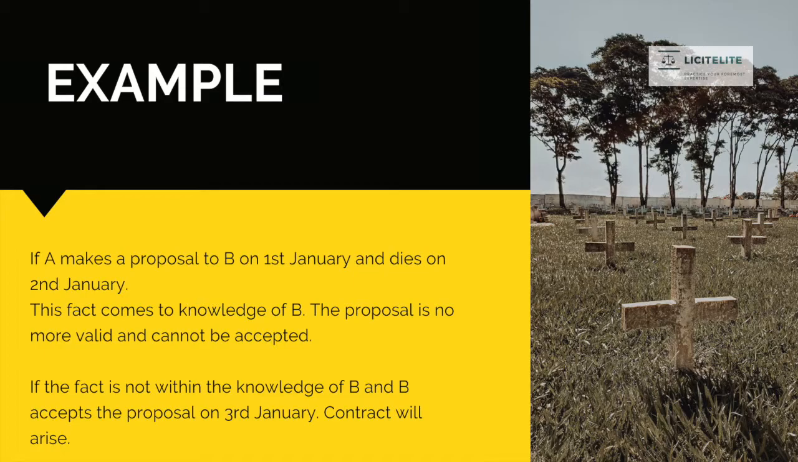So for example, if A makes a proposal to B on 1st January and A dies on 2nd January, this fact comes to the knowledge of B. Now the proposal is no more valid and cannot be accepted by the other party. But if A dies on 2nd January and this fact is not within the knowledge of the other party and he accepts it on 3rd January, then the contract arises. This acceptance makes the contract.